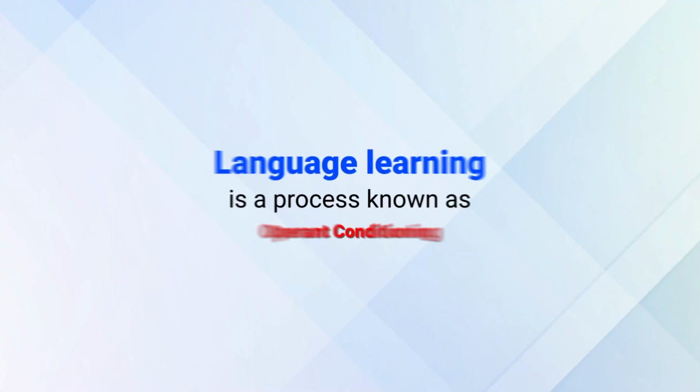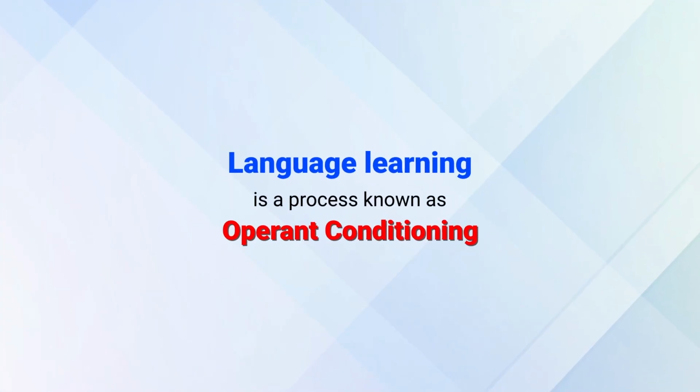It was believed that children learn to speak by copying what they hear around them, and after several repeated responses and corrections by the adults around them. According to behaviorists, language learning is a process known as operant conditioning. Now, what exactly is operant conditioning? We will get to know in some time.